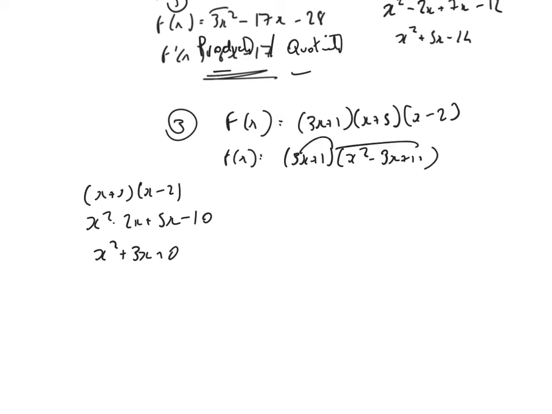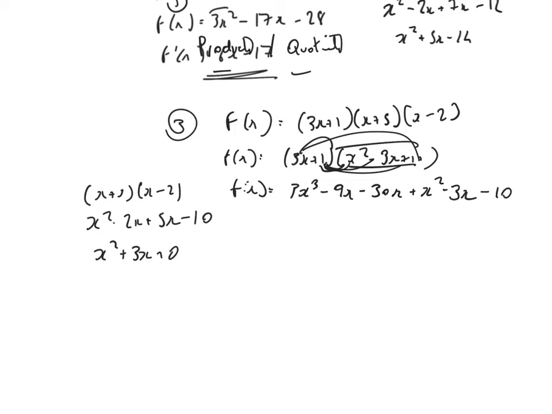So it's that times that and that times that: first term times the second bracket, and the second term times the second bracket. Okay, so 3x times x squared is 3x cubed. 3x times 3x is 9x squared. And then it's 3x times minus 10, which is minus 30x. I've got 1 times x squared, which is x squared. I've got 1 times 3x, which is 3x. And I've got 1 times minus 10, which is minus 10.